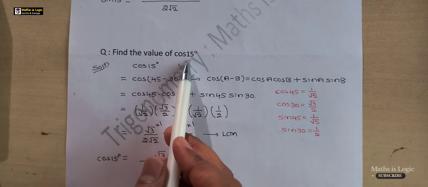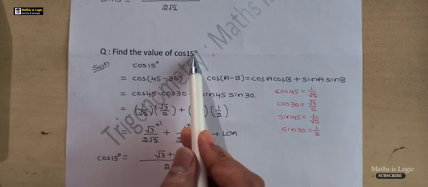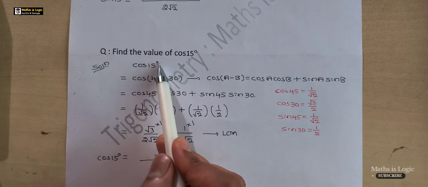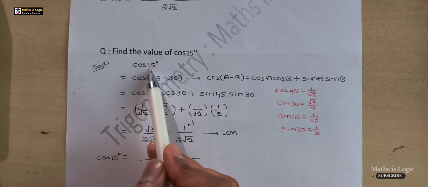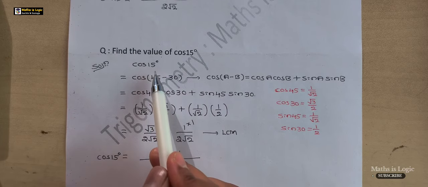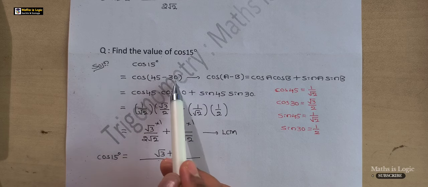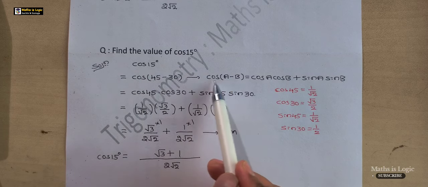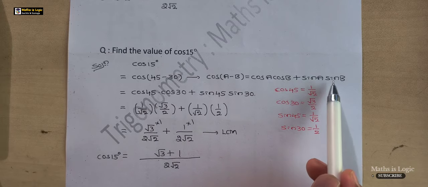Similarly, the next one is also almost the same. Find the value of cos 15 degree. Take cos 15 degree, and keep that cos as it is. Split 15 degree as 45 minus 30. Once I split 15 as 45 minus 30, this looks like cos(A minus B). Apply the cos(A minus B) formula. What is that? Cos A cos B plus sin A into sin B.